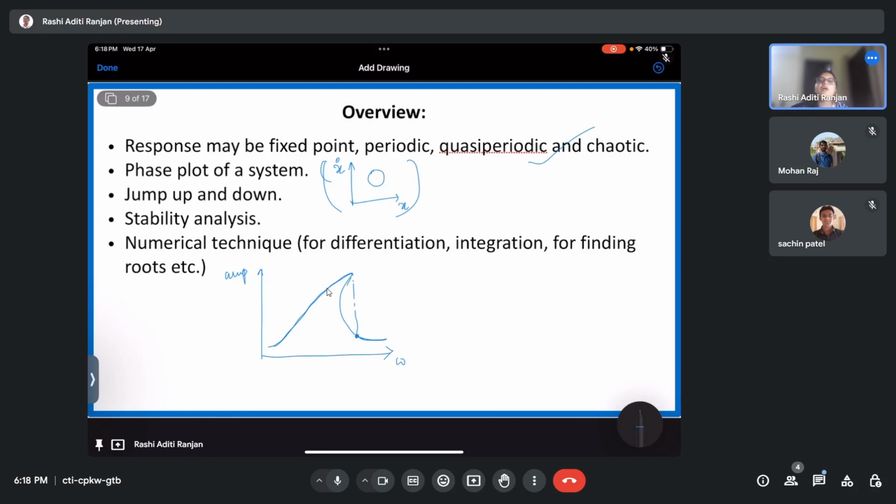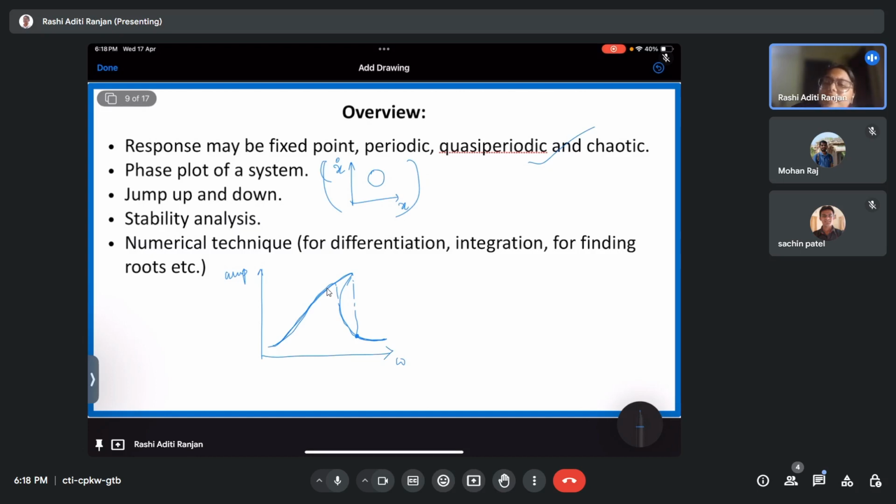So this is known as your jump phenomenon, and this occurs because of the unstable part in the amplitude frequency response. Similarly, if you start decreasing omega, it is going to follow something like this up to this point, and from here it is going to jump like this and then follow this. These things are studied in order to prevent any kind of failure to the system. This kind of behavior can be seen only in a nonlinear system, not in a linear system.